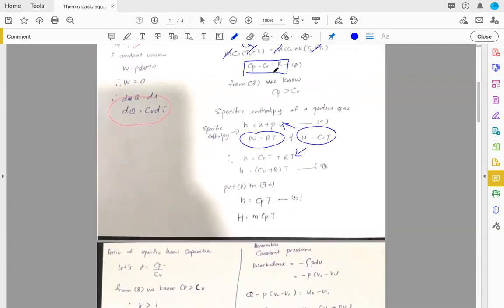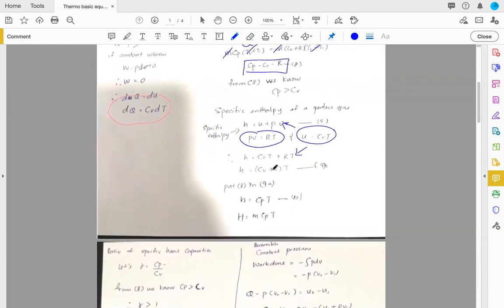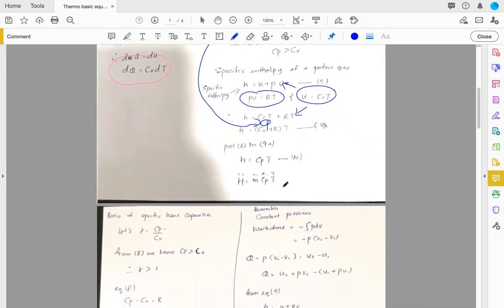And then we put the equation 8. It looks very similar, isn't it? If I move the Cv to this side in equation number 8, I have Cp equals R plus Cv. So that means I can replace this with Cp. In other words, H equals CpT, or H equals mCpT, where T is the temperature.